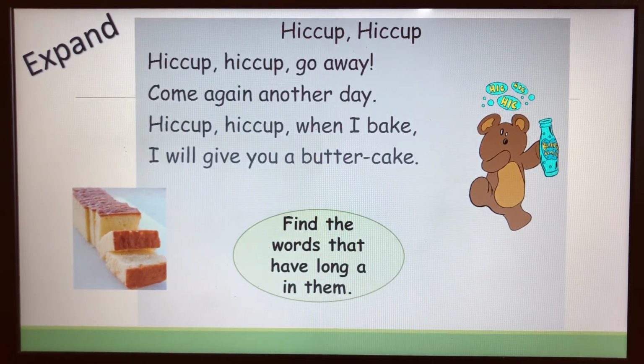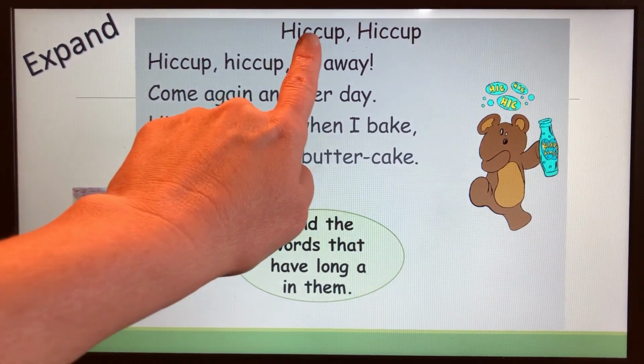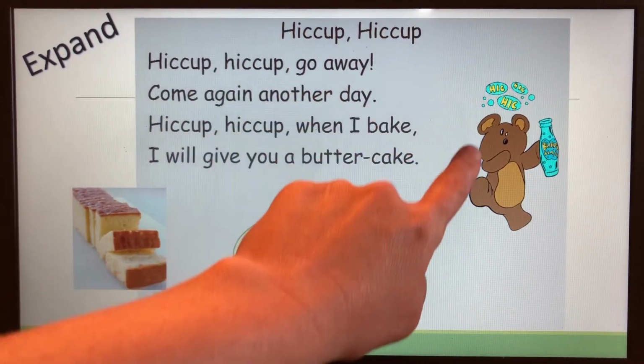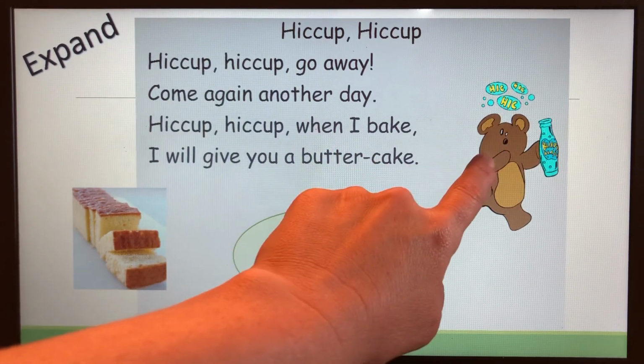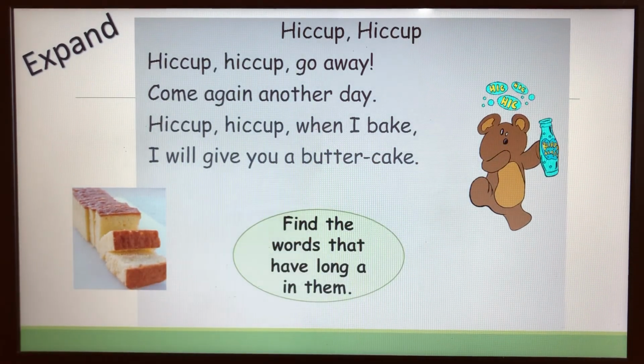Now for our poem. Today's poem is kind of funny. The name of it is Hiccup, Hiccup. I see this bear has the hiccups. I don't like it when I get the hiccups. Do you? I think this poem is going to be written like the person that wrote the poem doesn't like the hiccups either. All right, let's listen.